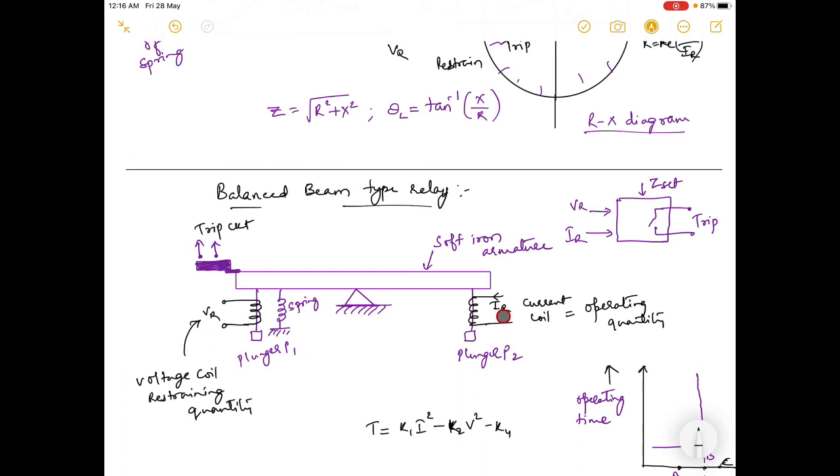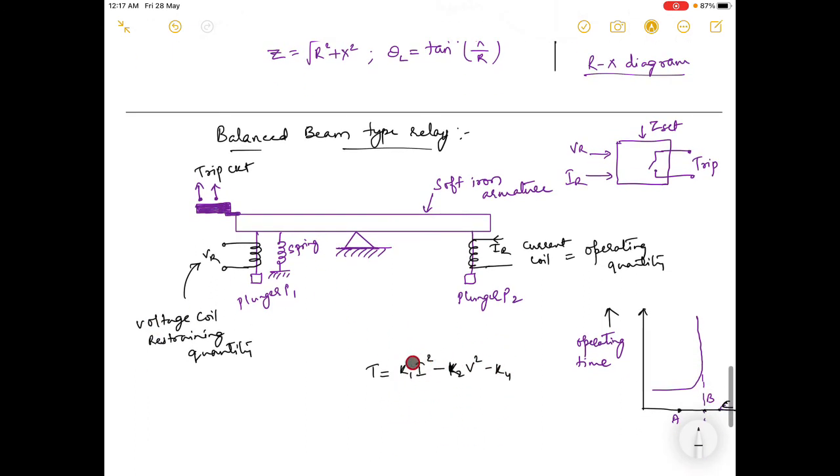But when there is a fault, what will happen is the current will be high. Once the current is high, this will pull it down. This plunger P2 is pulled down because there is more electromagnetic field. Once it is pulled down, this will come up and make a contact with the trip coil, and the trip takes place. So the representation is shown here, and it is dependent on the current coil, voltage coil, and spring. The equation depends on the current constant, voltage constant, and spring constant.